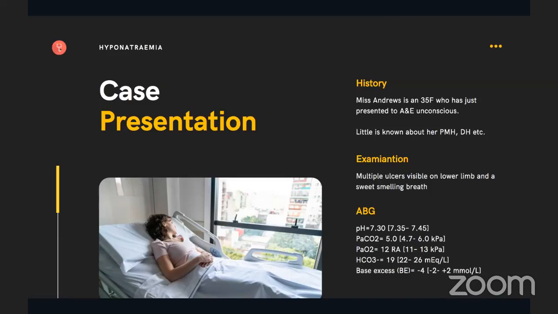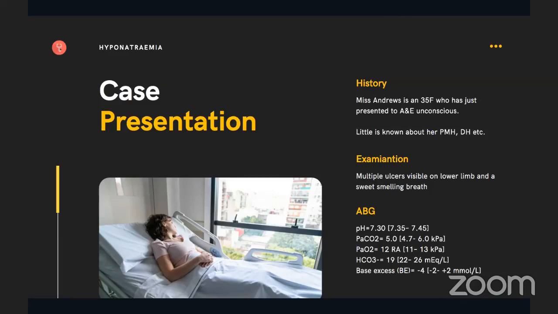Okay, perfect. So we'll try and work through it now. Reading the history, we've got quite a young lady who's presented to A&E unconscious. Little is known about her. On examination, there's multiple ulcers seen and she's got a sweet smelling breath. So I'm already starting to get a few ideas what this could be, but we'll move on.